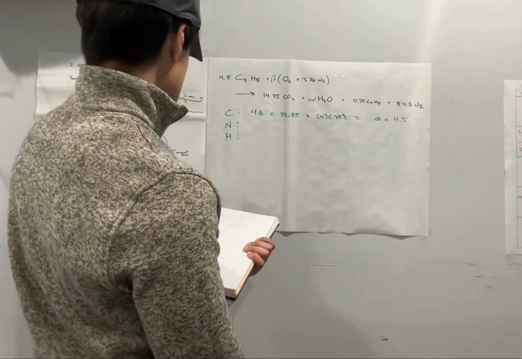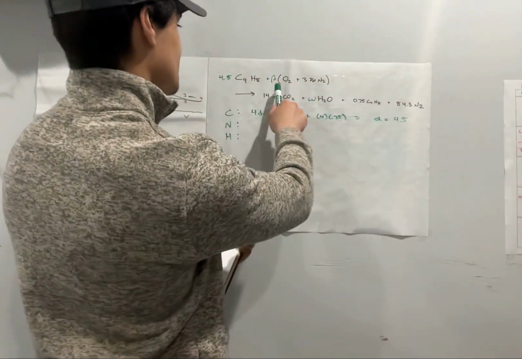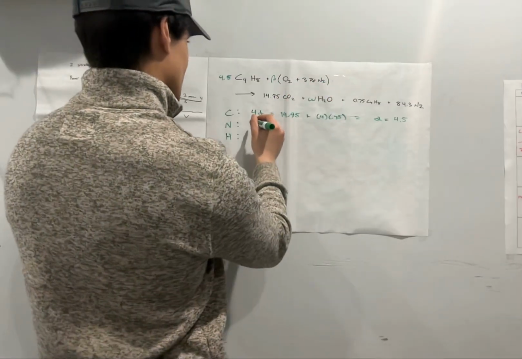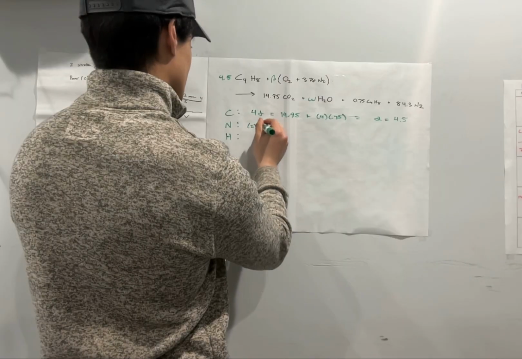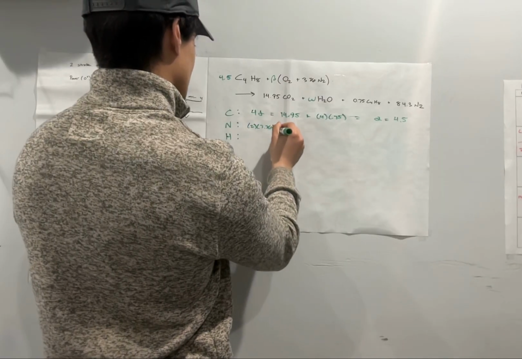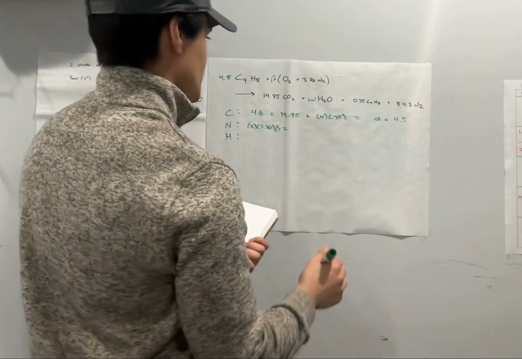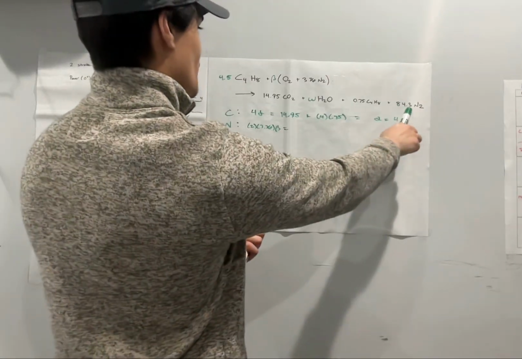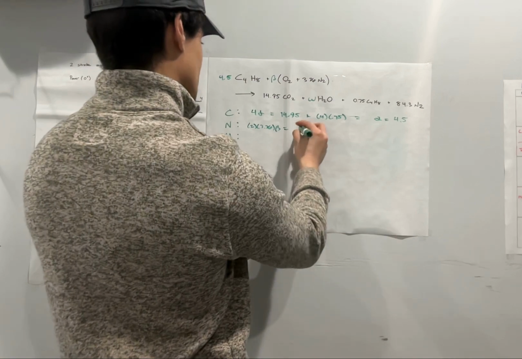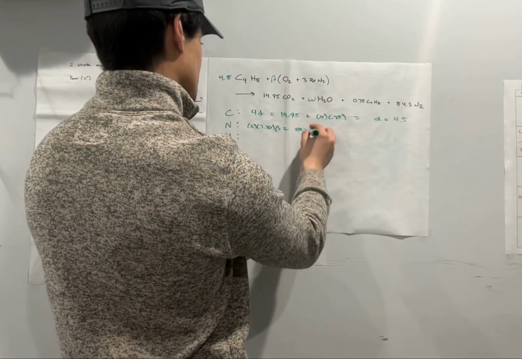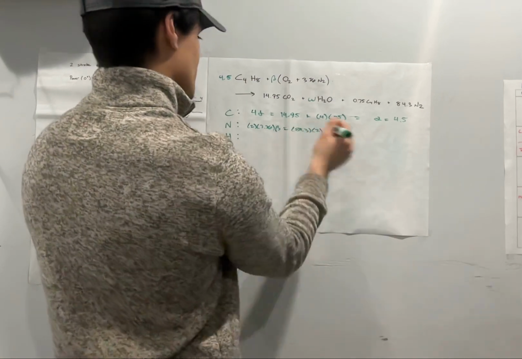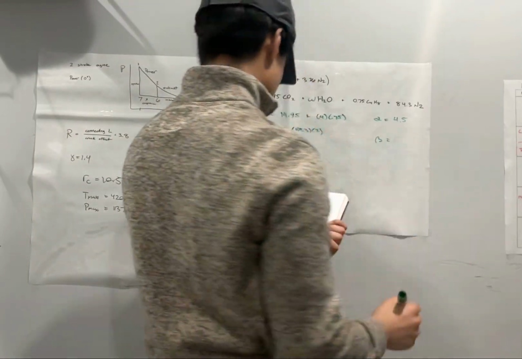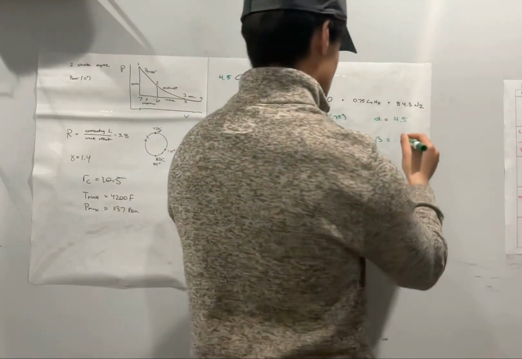So nitrogen on the left is going to be beta times 3.76 times 2. So I'll write that 2 times 3.76 times beta, which on the right side, the nitrogen equals 84.3 times 2. So 84.3 times 2. Beta equals 22.4.